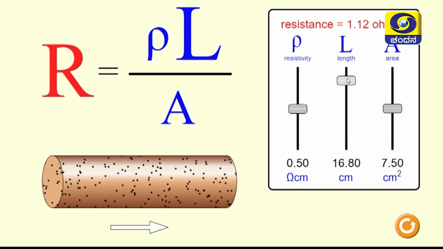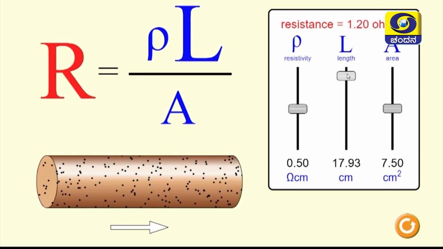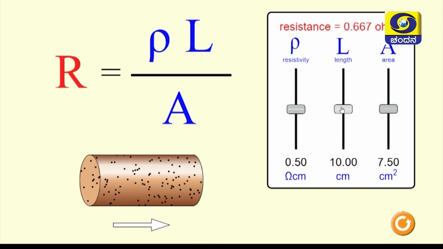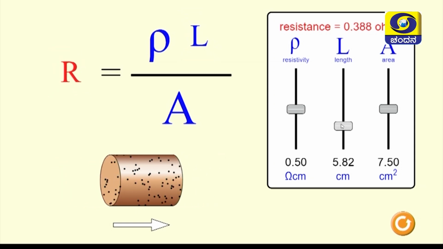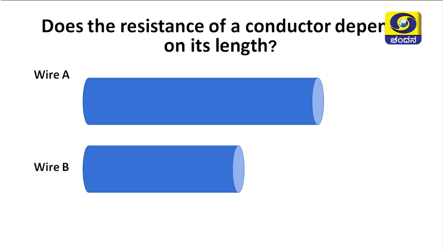But at the same time, if we decrease the length of the wire, then what may happen to the resistance? Yes, shorter length of wire has a lesser resistance. As you can see, the resistance is 0.2, 0.1, and a larger length of wire has higher resistance. So children, here as you can see, in wire A, the charges have to travel a longer distance, a longer path.